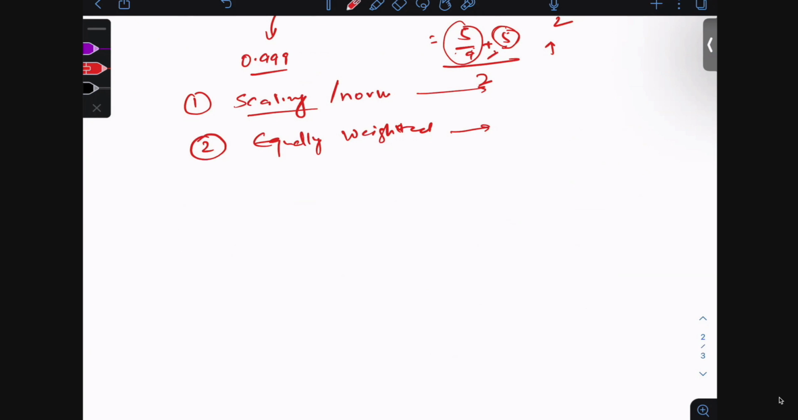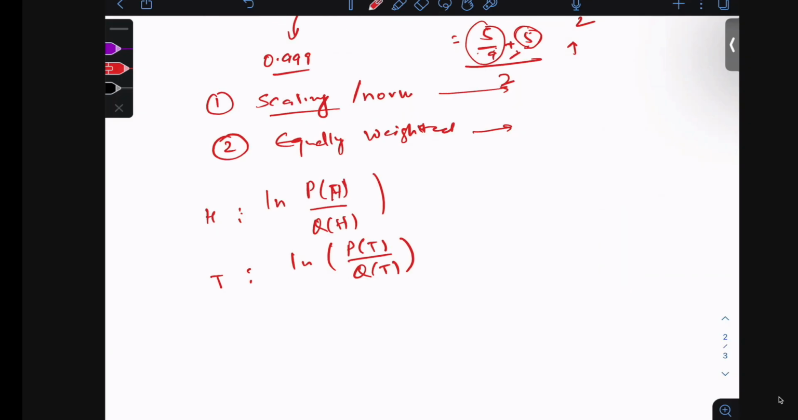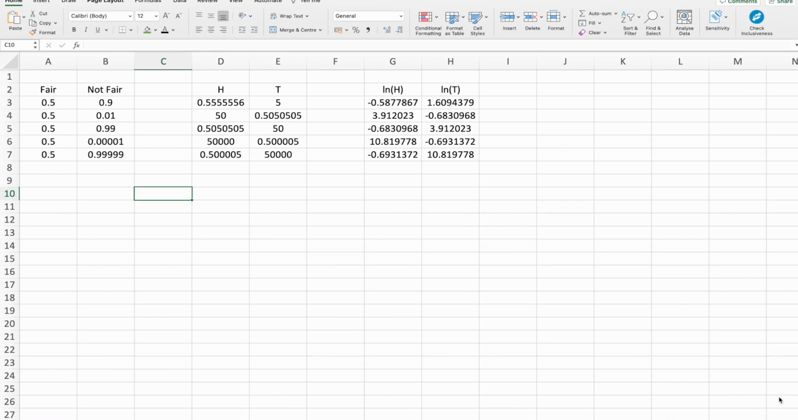So let's see, what we'll try to do is put this log. So ln of ph by qh. This is my first ratio, of h. For t, again I will do a log normalization, so pt by qt. Let's see why this will help us, and probably we can see it with a spreadsheet which I have already created.